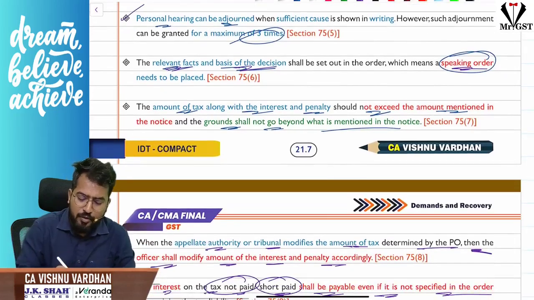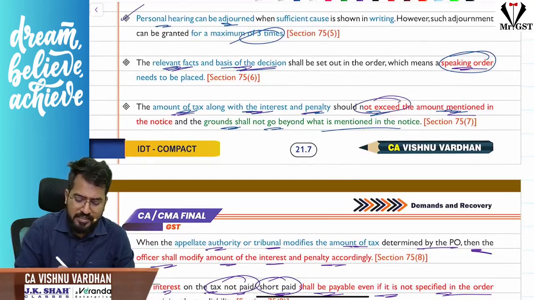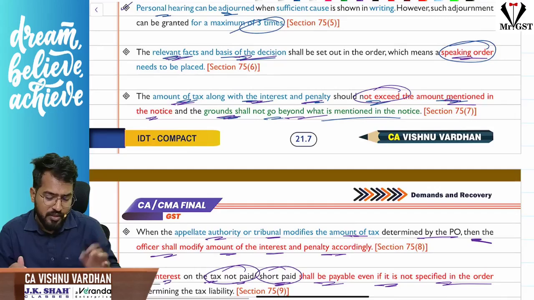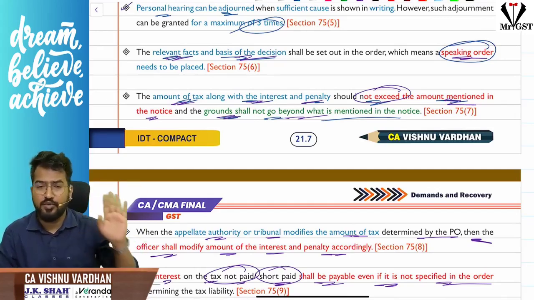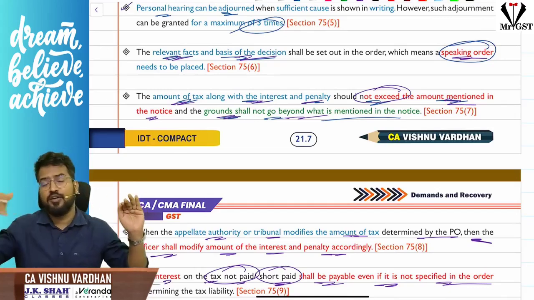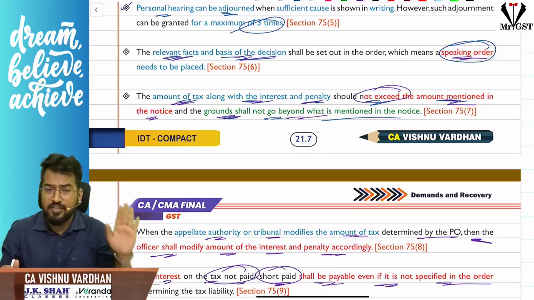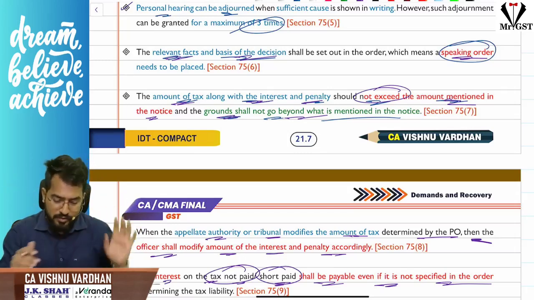Next, the amount of tax along with the interest and penalty should not exceed the amount mentioned in the notice, and the ground should not go beyond what is mentioned in the notice. That means whatever the notice says, only that should be the basis of the order. In the show cause notice, you should not have given something else, and in the order, you should not have passed something else. The amounts and the reasons given in the show cause notice should be reflected in the order also. That is the point.